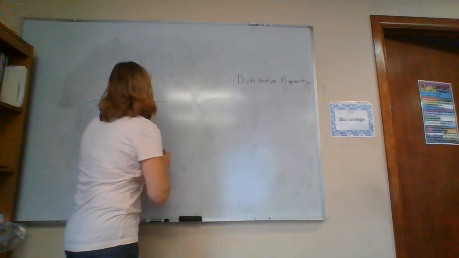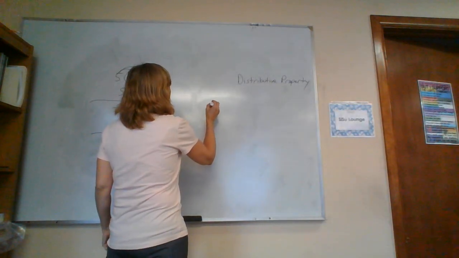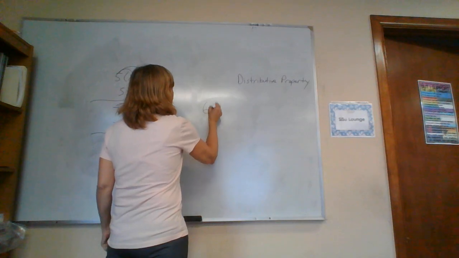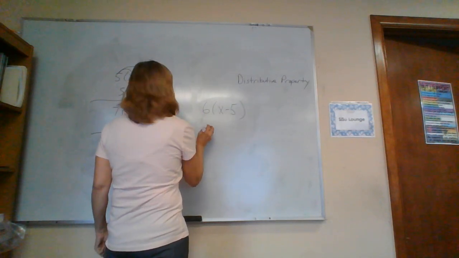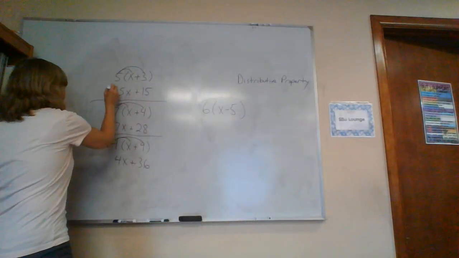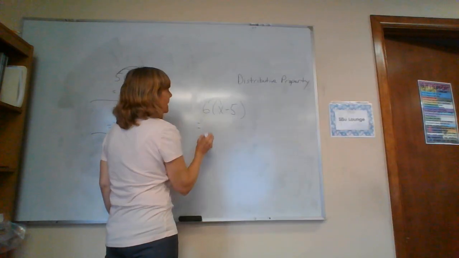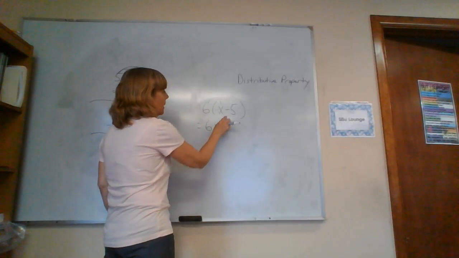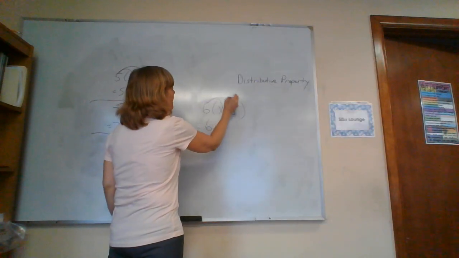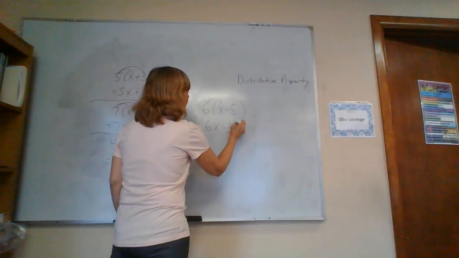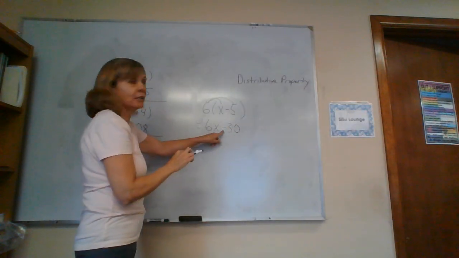So let's look at this then. I kept all these with positives. Let's get a little more involved here. Suppose I have 6 times x minus 5. Okay? So I'm still going to distribute. 6 times x is 6x, but I have a negative sign here. I have a minus. I just can't forget that. I've got to write that down. And then still, 6 times 5 is 30. So I didn't change anything foundationally in what I was doing. I just can't lose that negative sign.